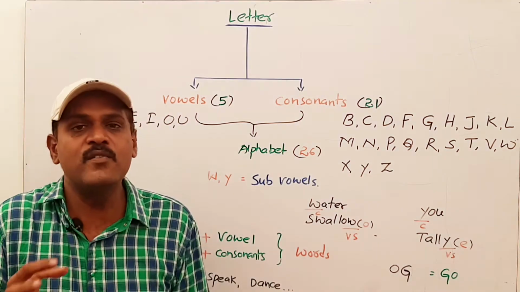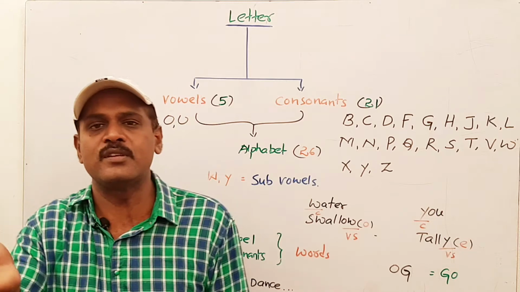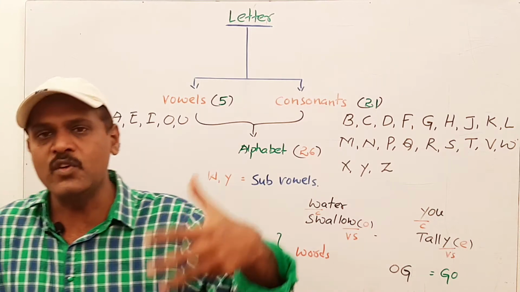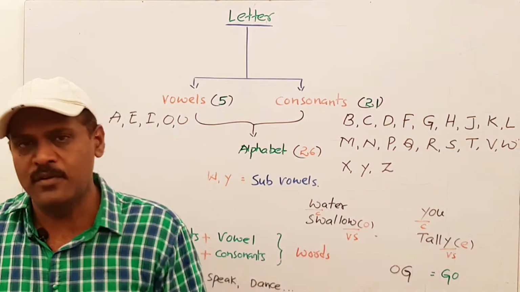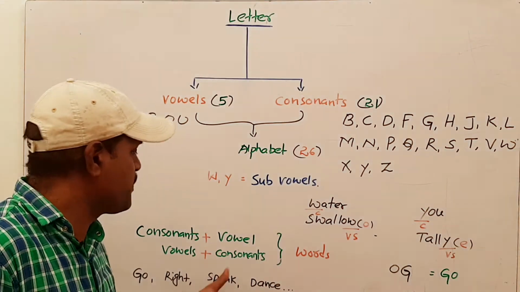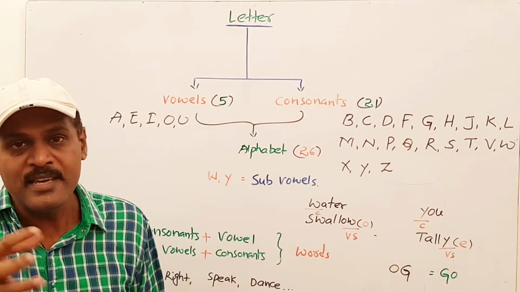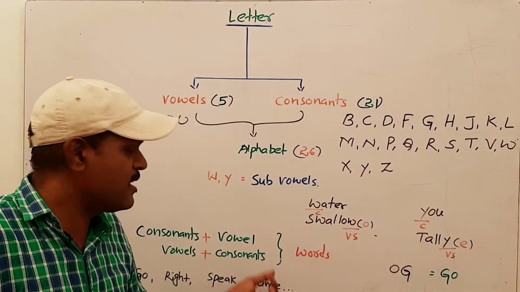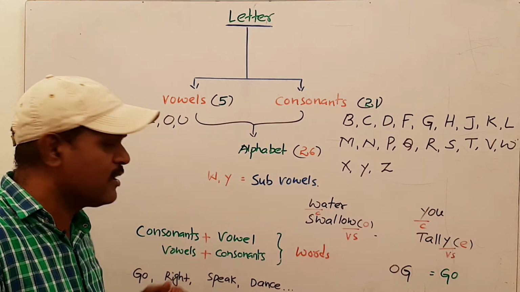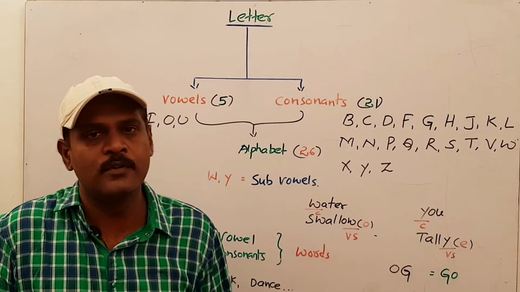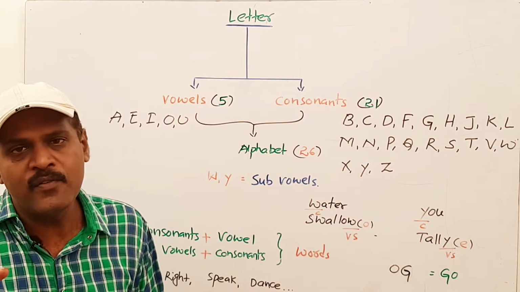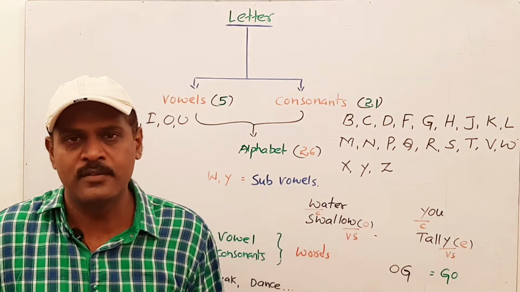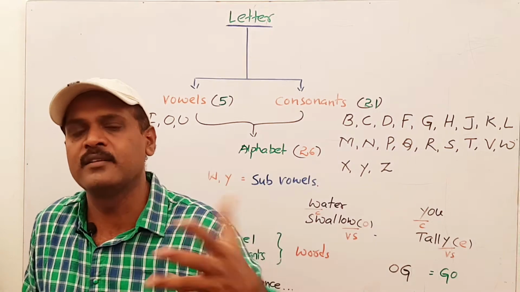Also every word has vowels plus consonants or consonants plus vowels. That means without a vowel we can't form any word. For example, in the word speak, we can find two vowels, E and A. Dance, A and E. Write, I. Go, O. So with the help of vowels, we can make words. Without vowels, we can't make any word.